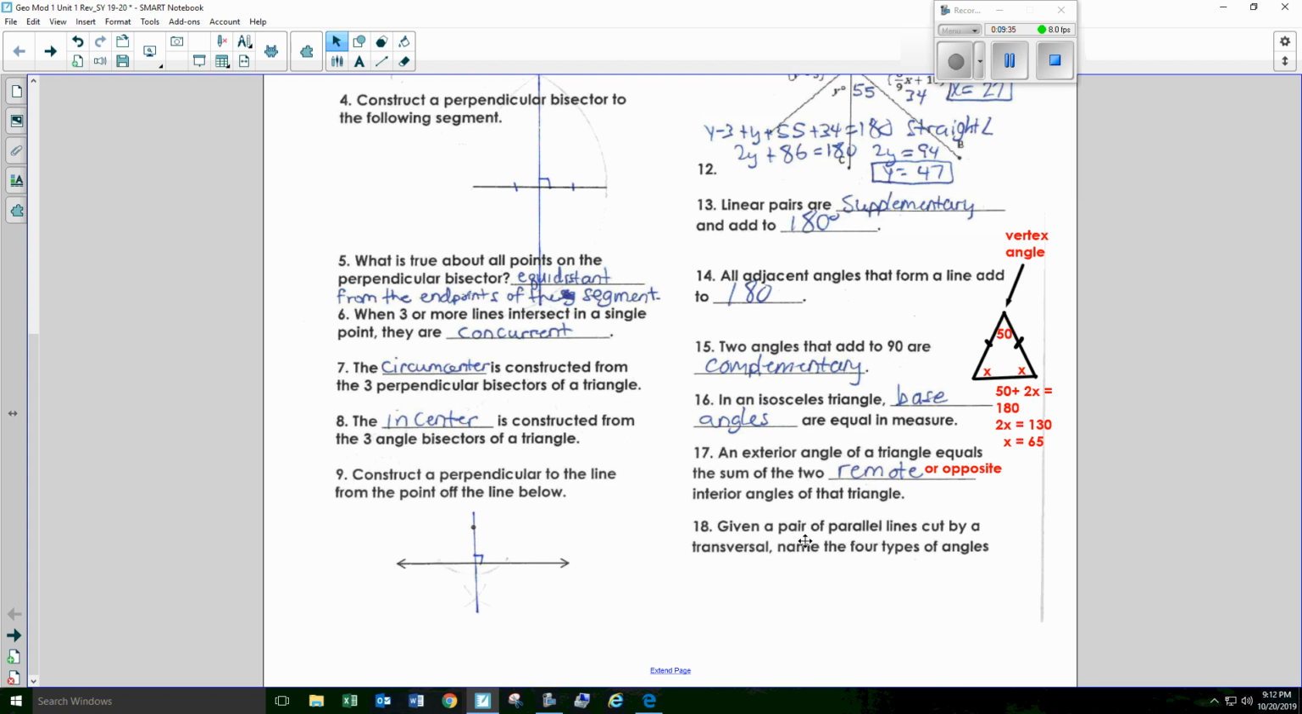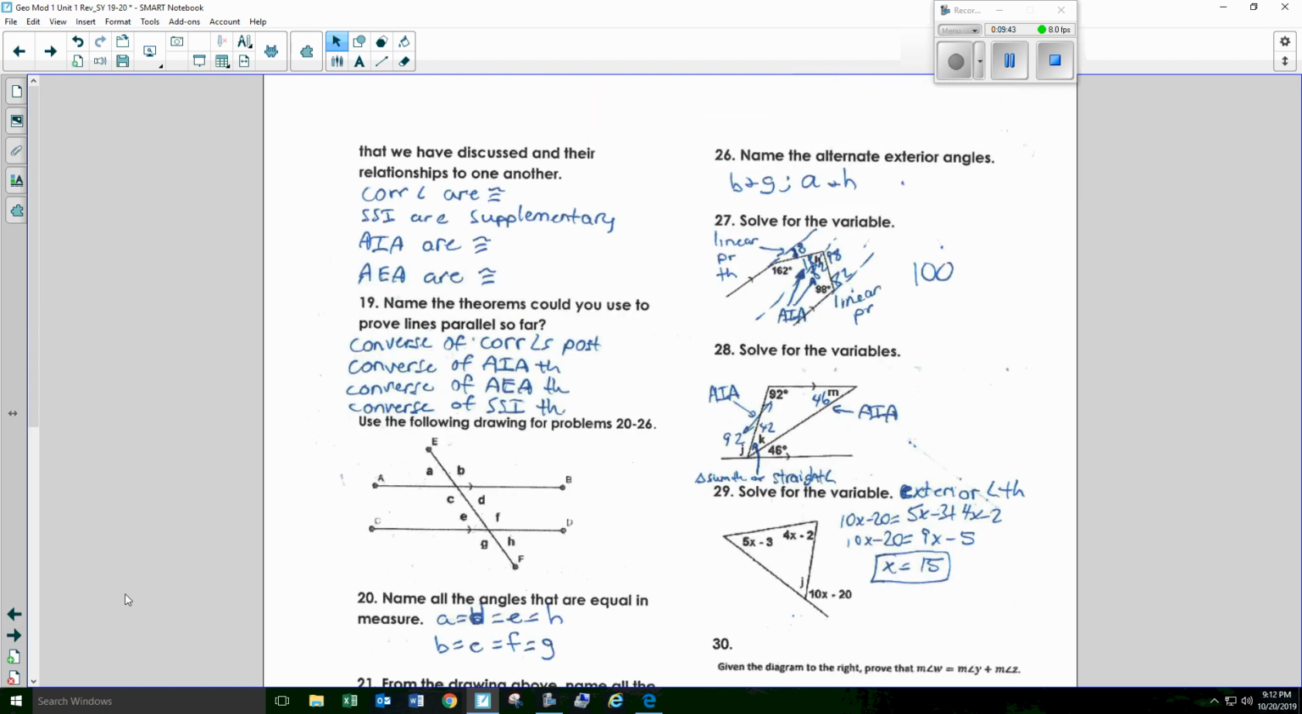All right, given a pair of parallel lines cut by a transversal, name our 4 types of angles. I have that on top of the next page. Let's see if you can name them right now before I flip to the next page. We have corresponding angles are congruent. Same side interior angles are supplementary. We'll get to these down here when we're actually naming them. Alternate interior angles are congruent and alternate exterior angles are congruent.